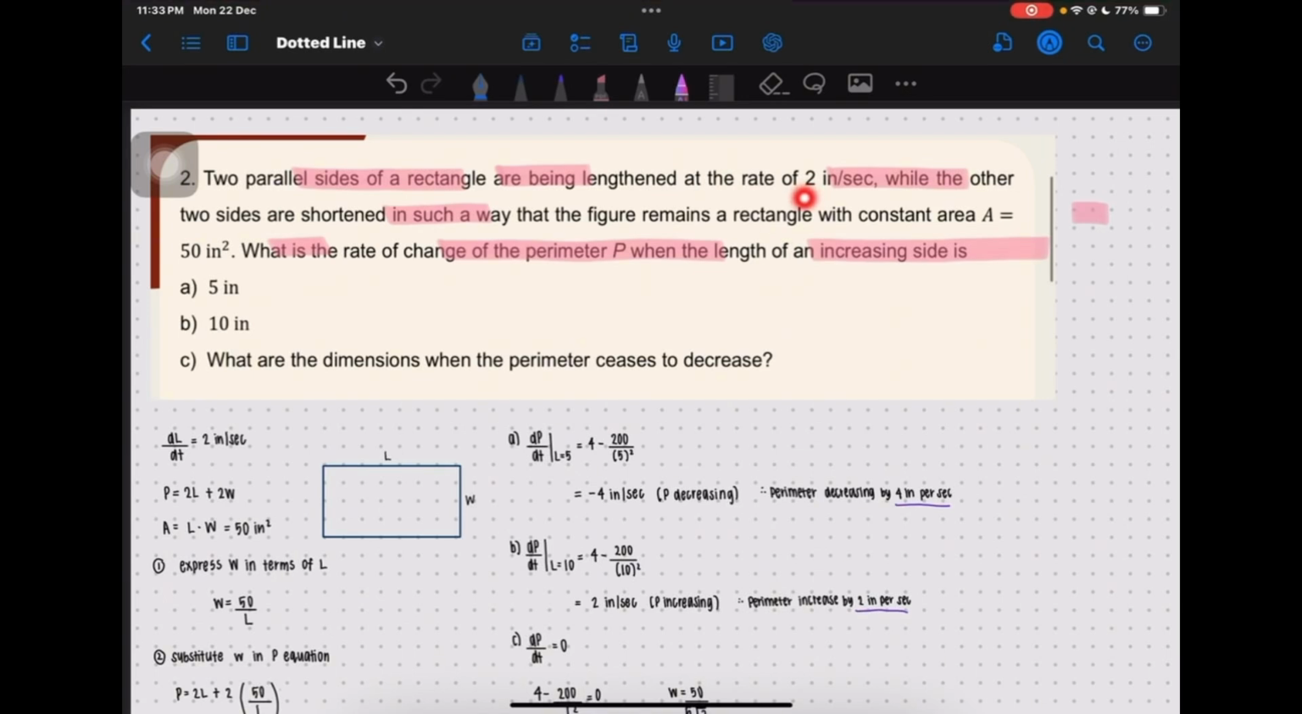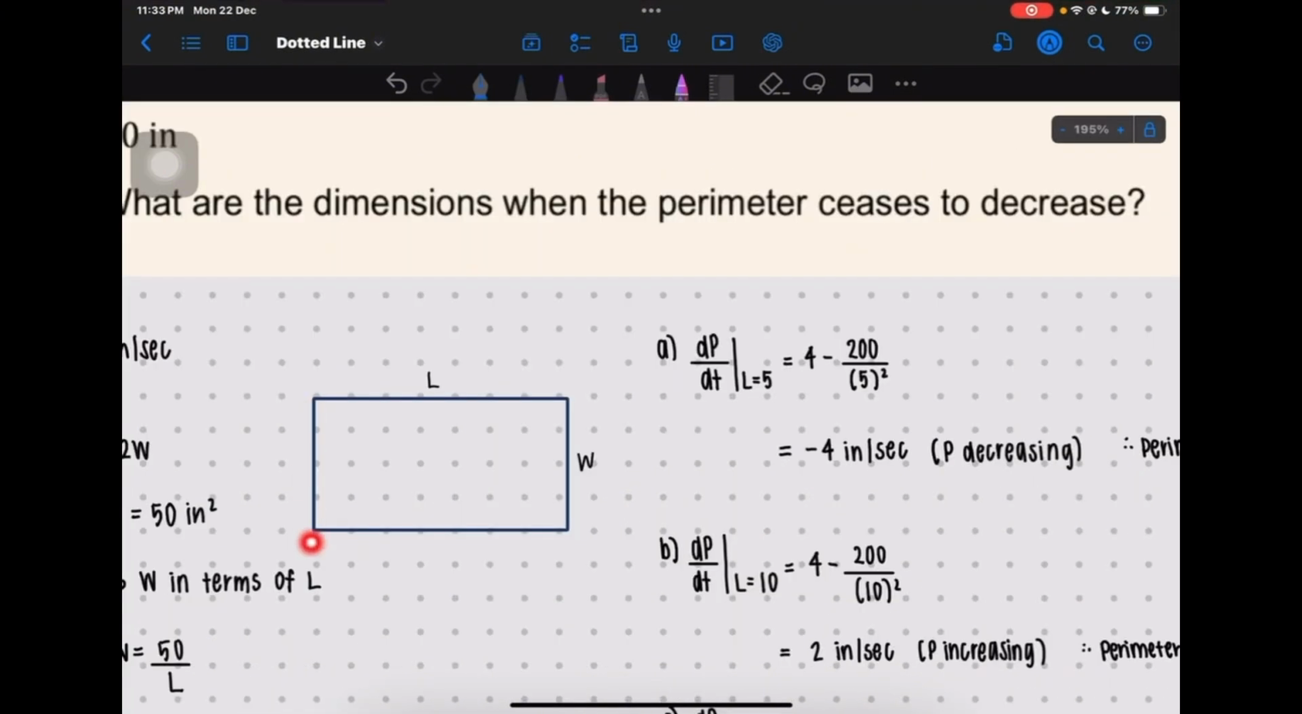Alright, for question 2, two parallel sides of a rectangle are being lengthened at the rate of 2 inches per second, while the other two sides are shortened in such a way that the figure remains a rectangle with constant area 15 square inches. What is the rate of change of the perimeter when the length of an increasing side is 5 inches, 10 inches, and what are the dimensions when the perimeter ceases to decrease? Draw the rectangle and label L and W as the length and width.